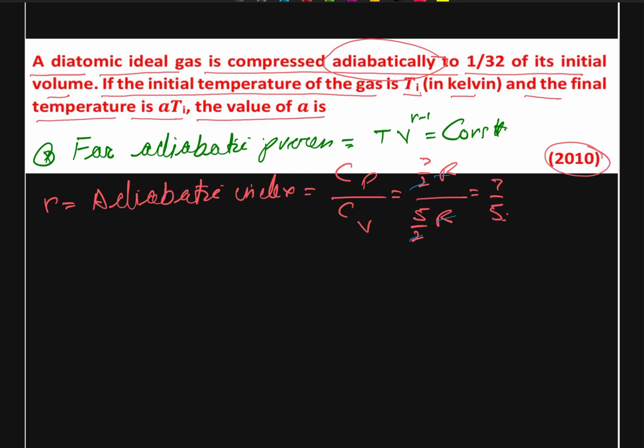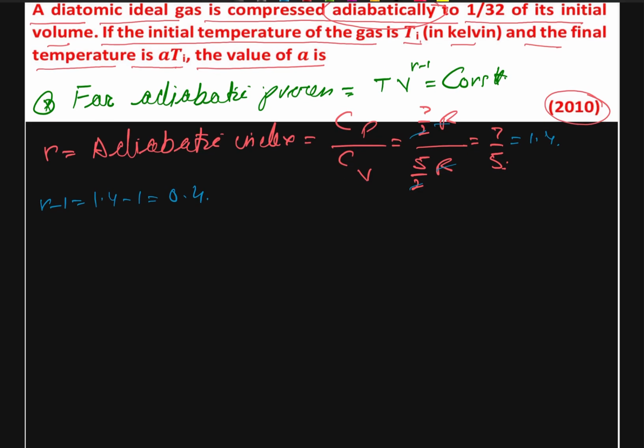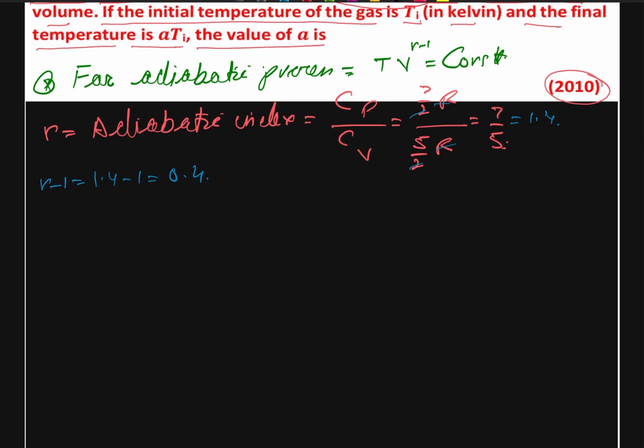And we need to find out gamma minus 1, so we can just substitute it. We can write gamma minus 1 as this ratio, which is 1.4. So 1.4 minus 1 is equal to 0.4, and this is an adiabatic process, so we can just apply the condition: T initial, V initial to the power gamma minus 1 will be equal to T final, V final to the power gamma minus 1.